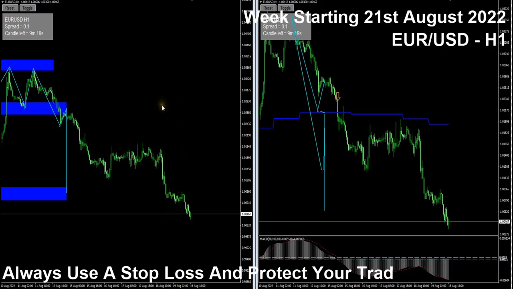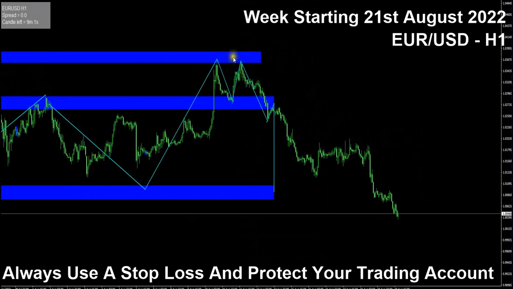We're looking on the Euro USD 1 hour charts, firstly with price action and secondly with our non-repaint MT4 indicator. So let's start with price action trading here on the Forex market. The lines here are as they were last week. You'll see three areas that I marked out. I might just extend them along here.